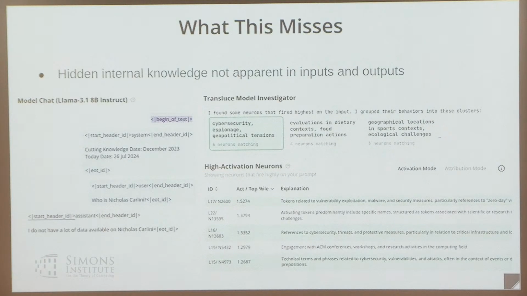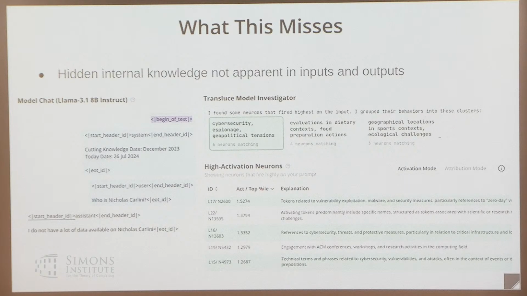And then the final thing is there's sometimes hidden knowledge that's not apparent from the inputs and outputs. This is a little bit related to the last example, but often you can ask a model about something. I picked something very simple, which is just who is Nicholas Carlini, because I got his permission to use his name for this. And it says, I don't have a lot of data available on Nicholas Carlini.